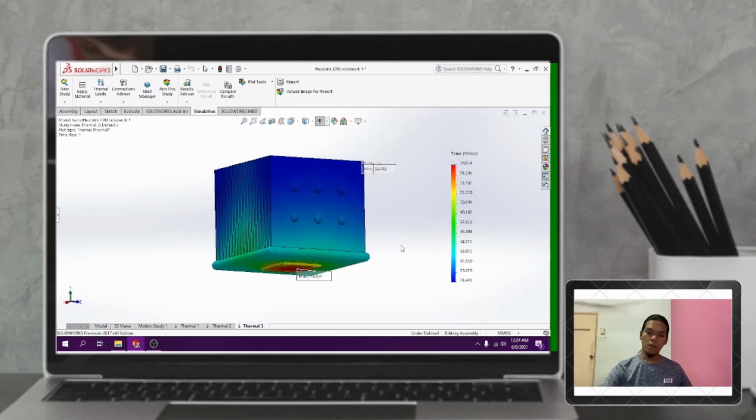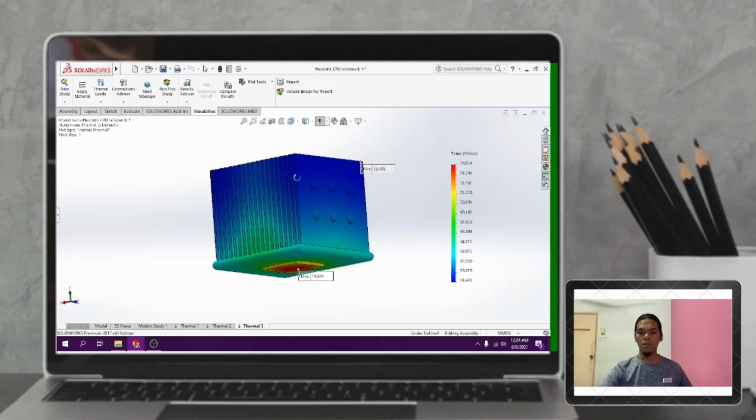As I can conclude, the heatsink can be used for CPU or any resources at 60 watt because the minimum temperature is around 58. The average for using heatsink, I think is 60 Celsius to 80 Celsius. So at minimum we get 58, so we can use this heatsink.